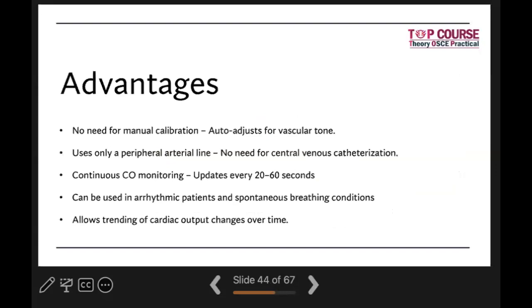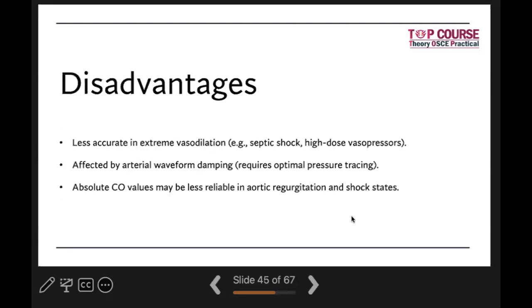Advantages: it is minimally invasive. Number one, all you need is an arterial catheter. There is no need for a central venous catheter. There is no need to manually calibrate the device. It is internally calibrated. It can even be used in patients who have arrhythmia and spontaneous breathing efforts, which could induce a lot of hemodynamic changes because of the heart-lung interaction. And it gives us continuous cardiac output monitoring with a single arterial line. These are all the advantages of FloTrac.